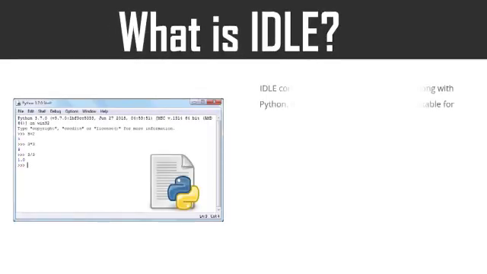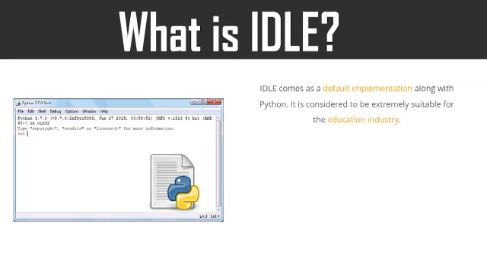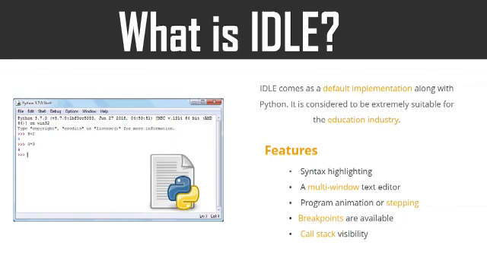Now let us understand Python IDLE. It is cross-platform, open source, and comes as a default with Python. IDLE provides special features like availability of Python shell with syntax highlighting, a multi-window text editor, program animation or stepping. Breakpoints are also available to ease the debugging. Call stack is clearly visible.